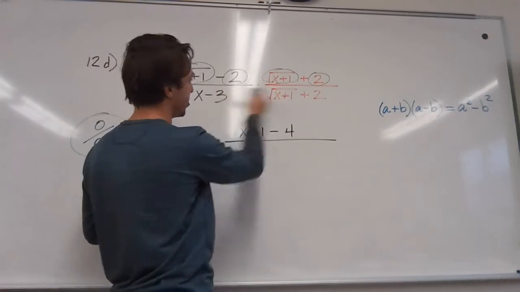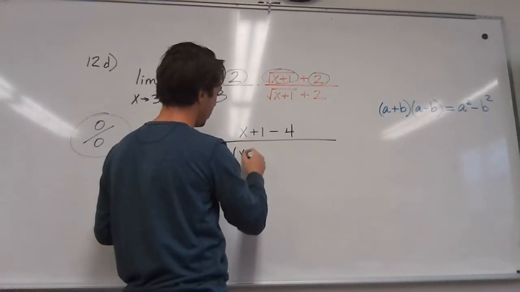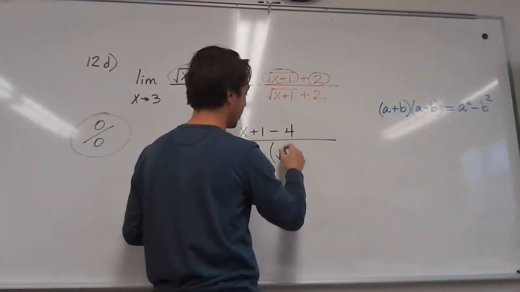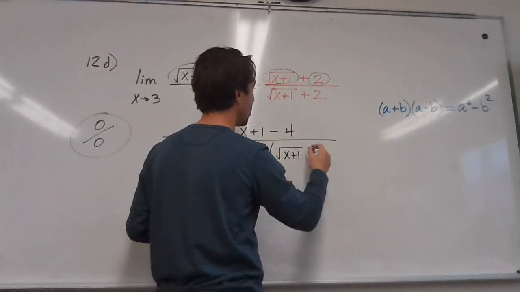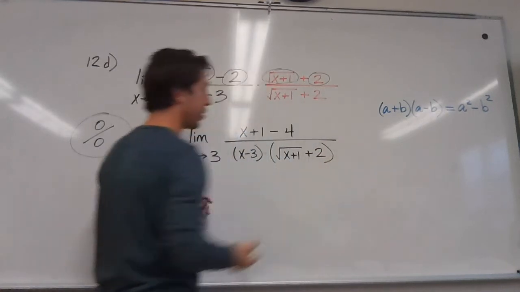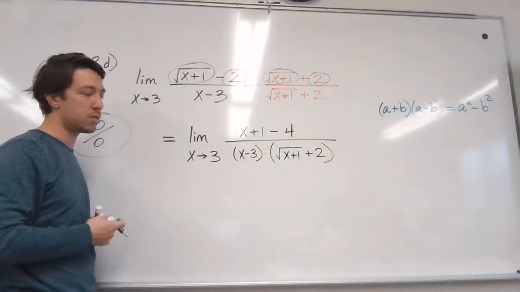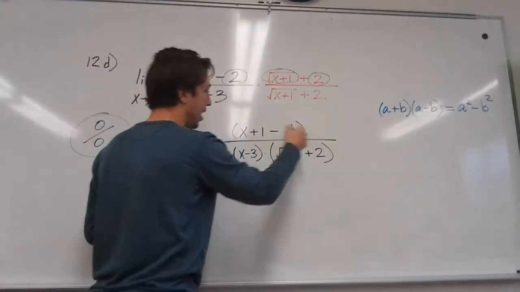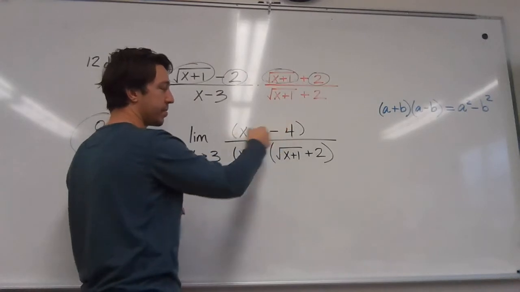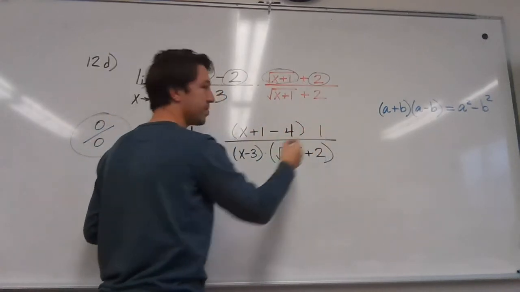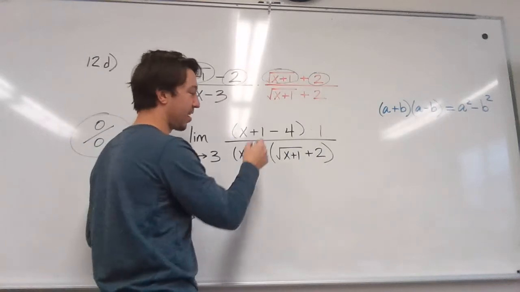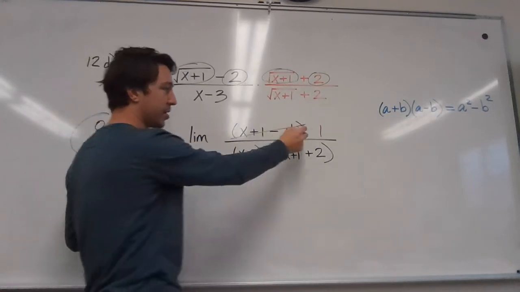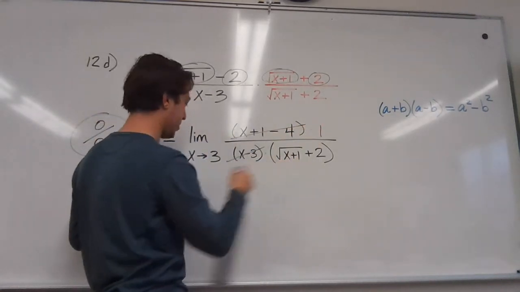All right, on bottom, what should I do? Multiply them, but keep them separate. Like this. Are we all okay with that? Make sense? So what's going to happen? It's now x minus 3. The top, that right there, is x minus 3 times 1. Okay, x minus 3 cancels out the x minus 3 on bottom, and I'm left with 1 over this.